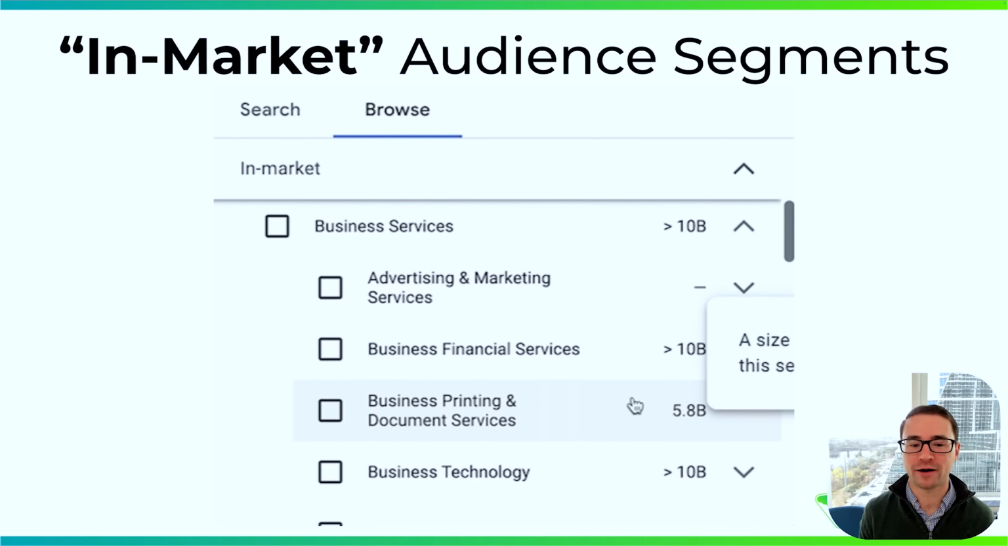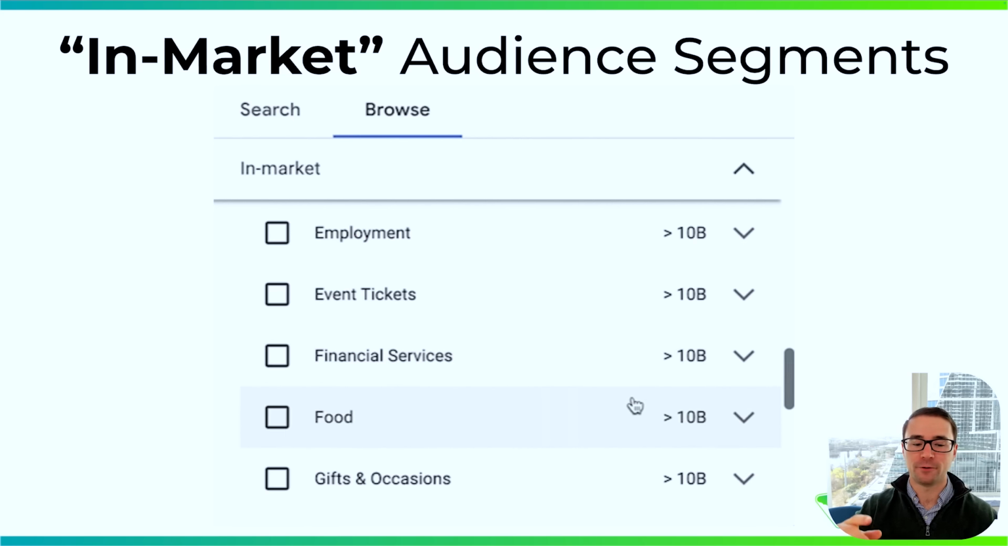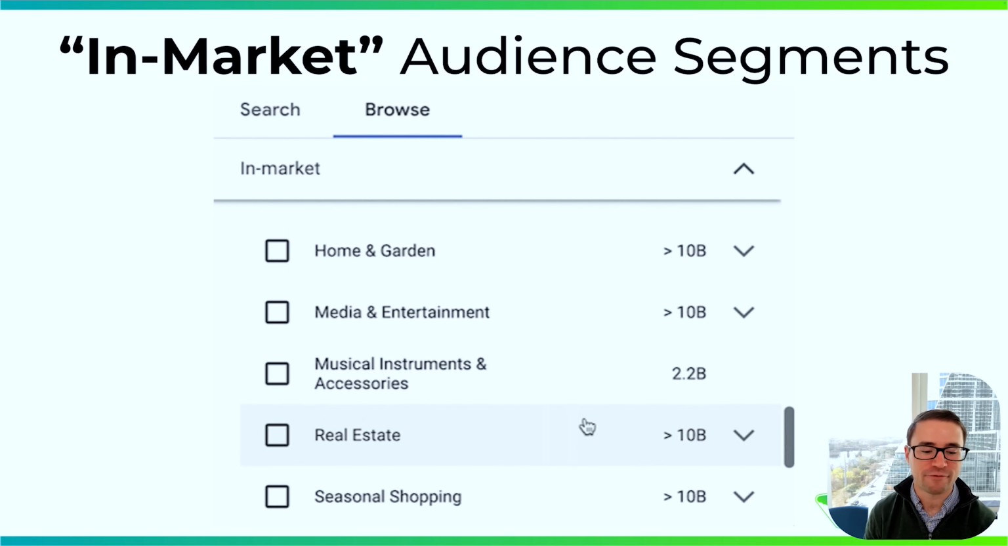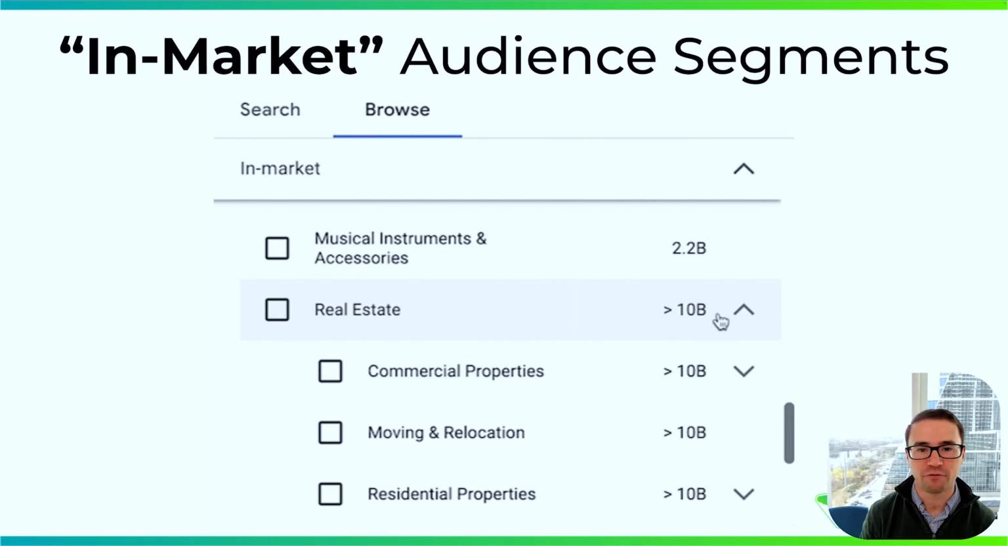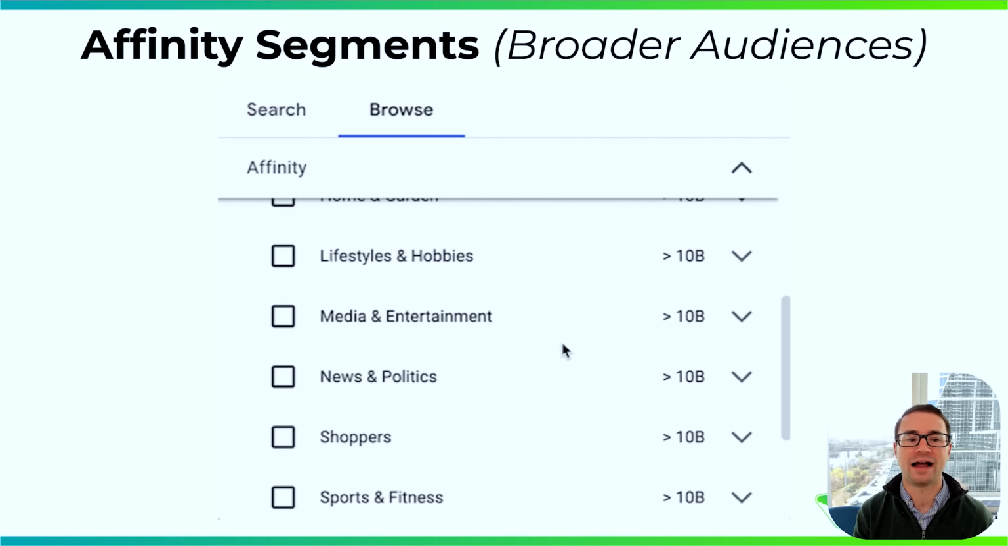Now, when it comes to in-market audience segments, there's a wide variety. You can see we're scrolling through here. You could target people who are in the market for gifts and occasions, in the market for marketing and advertising, in the market for real estate, in the market for software. So there's a lot of different options here. Just using an example, let's say you are a fitness coach or you've got a gym or you're a personal trainer. You can target people who are in the market for fitness services, fitness programs, personal fitness programs, or workout videos. And you can use this to reach the people that you know are likely to be your ideal clients.